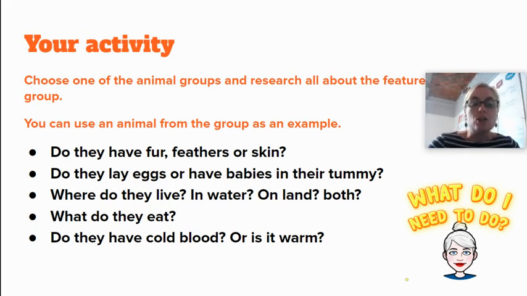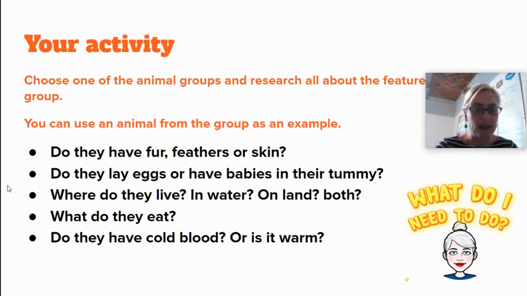Okay, here I've got some very important questions, hints that will guide you in your research. Does your animal have fur, feathers, or skin? Do they lay eggs or have babies in their tummy? Where do they live? Do they live in water or land, or do they live in both? What do they eat? Do they have cold blood or is it warm? I'd really like you to think about these things. These are all things that we've studied last year, and I'd like you to choose an animal and really give me a good amount of information about that animal and the features of that group that that animal has.